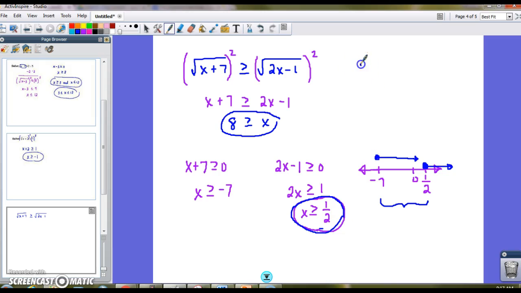So my solution then is going to be x is greater than or equal to 1/2 and x is less than or equal to 8. Or you can write it as 1/2 is less than or equal to x is less than or equal to 8. Okay, hopefully that was helpful for you. That was a little bit of a freebie there. I walked you through that one.